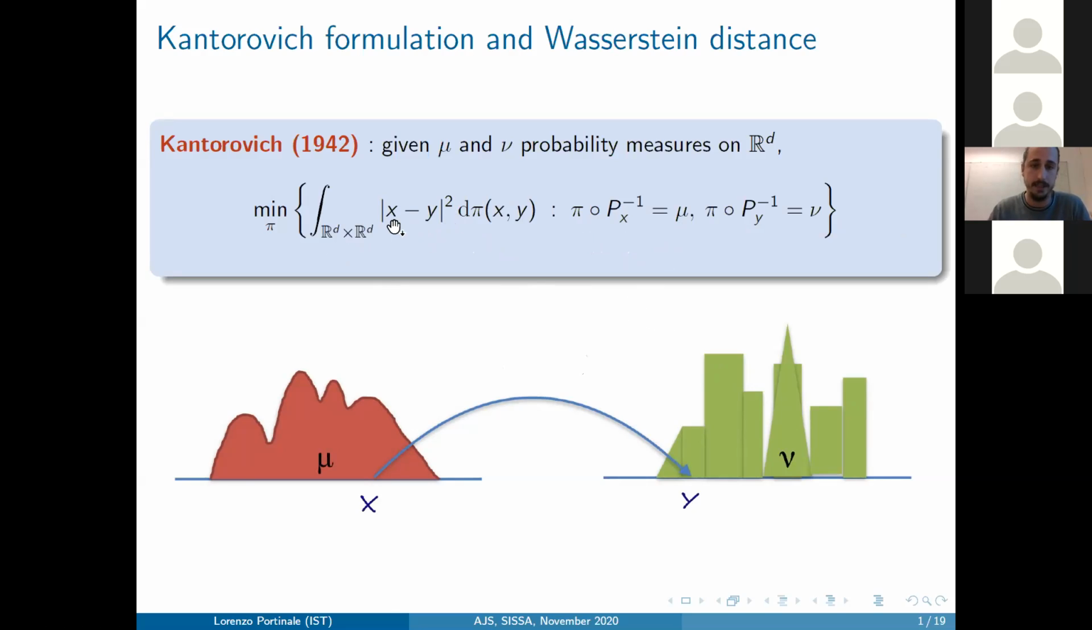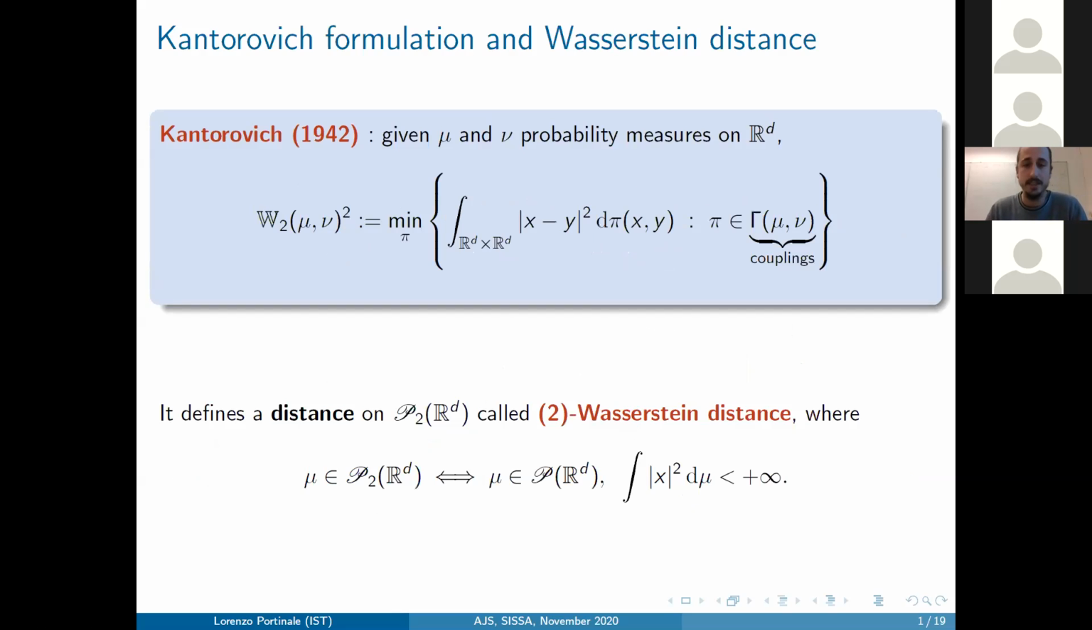So if the point x goes to the point y, I pay a price, which is the square of the distance. It is in fact a distance, so we can endow the space of probability measures with it. To be precise, the space of probability measures P2, in the sense that we also assume the second moment to be finite. This is intuitive, since we have a quadratic cost. If we want a proper distance and not an extended distance, we need to assume the measures have finite second moment. And this defines a distance on the space of probability measures.